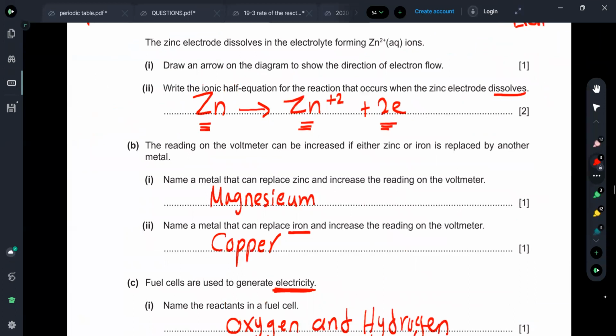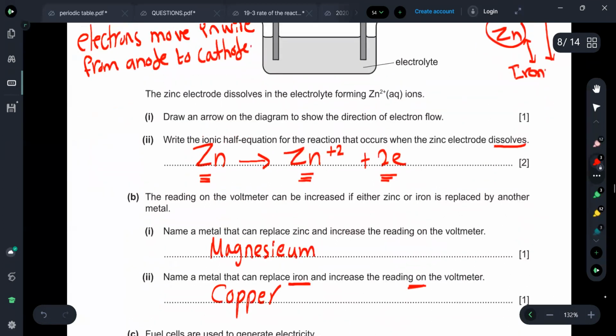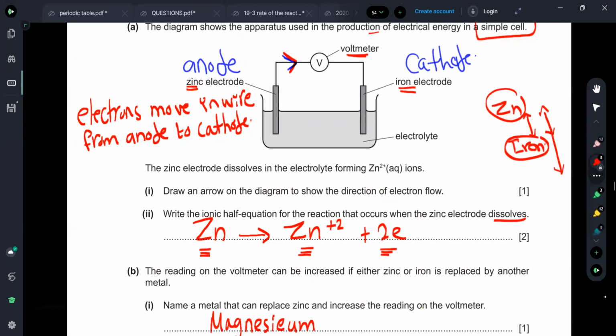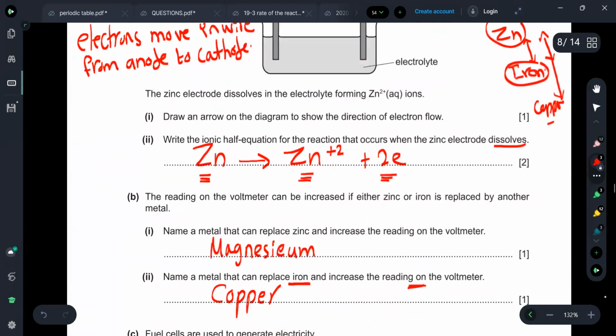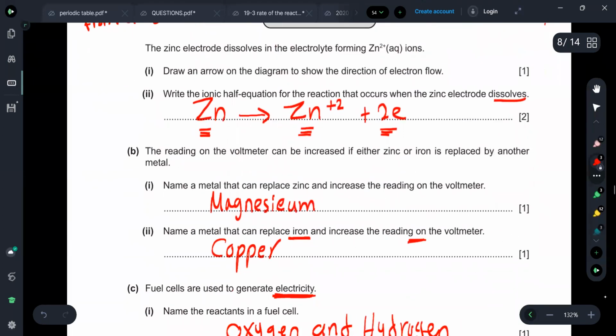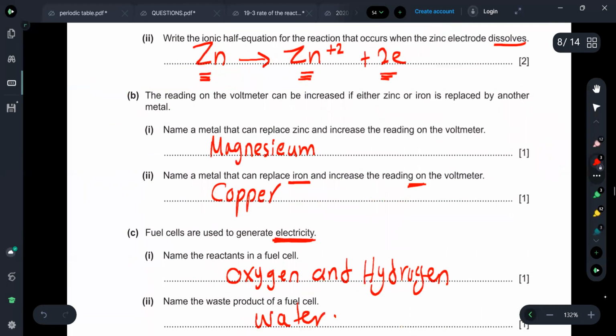Name a metal that can replace iron to increase the reading. Replace iron, so zinc stays the same. Use a metal that makes a larger distance between zinc and the other metal, such as copper. You can also use silver or gold, just to make more distance between zinc and the other metal.